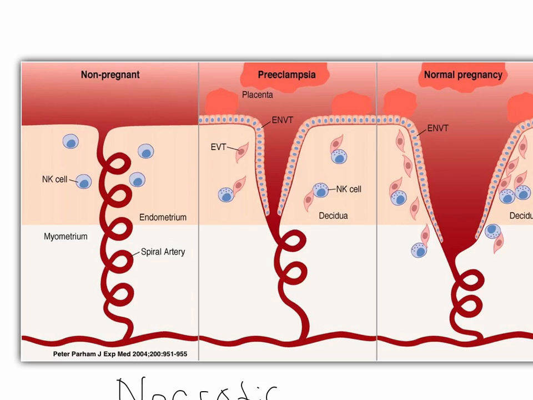So not only have we decreased the invasion of these trophoblasts, but we've also decreased the health of these vessels, these arterioles that are going into the trophoblast, or going into the placenta. And this will just cause a feed-forward effect where more of the placenta will become necrotic. It will release more of the sFLT1 and sEng into the circulation and cause more damage.